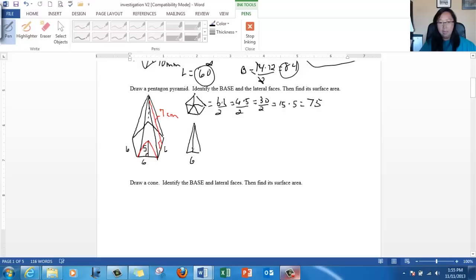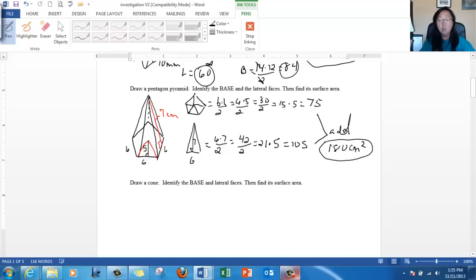Let's do the tall, skinny triangle sticking up. The base is 6, and the height is 7. So 6 times 7 divided by 2, 42 divided by 2 is 21. And there are 5 of these, so times 5. 105. Add these together, and you get 180 centimeters squared.